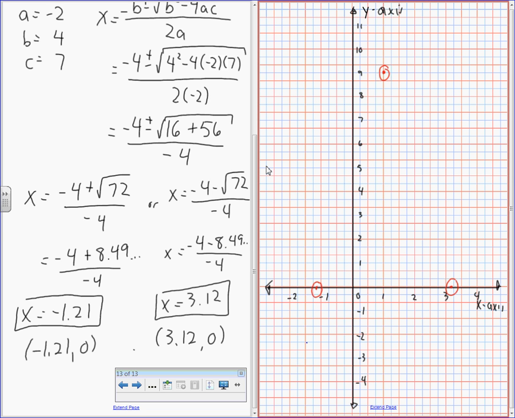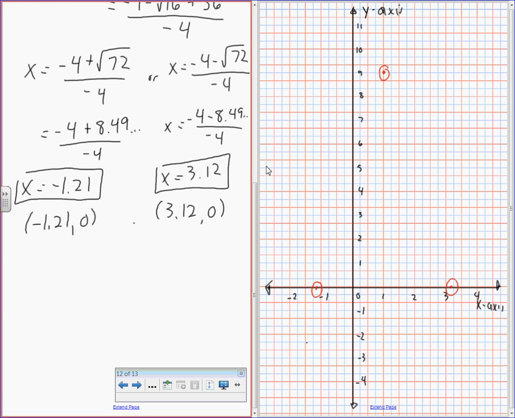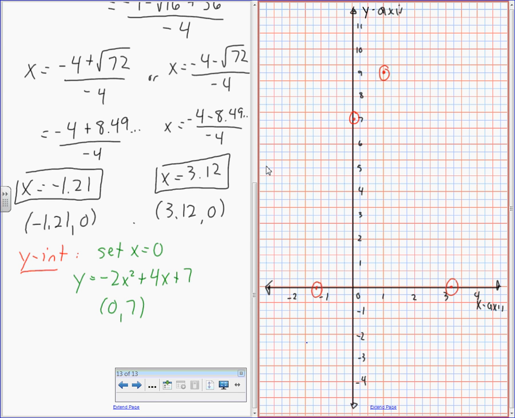Kristen, to finish off, what's my last point going to be? Good. Y-intercept. How do you get the y-intercept? Yes, x is 0. And I'll do this one now. So y is going to be, what was it, negative 2x squared plus 4x plus that. So it's going to be 0. There's a nice, beautiful, happy parabola right there.